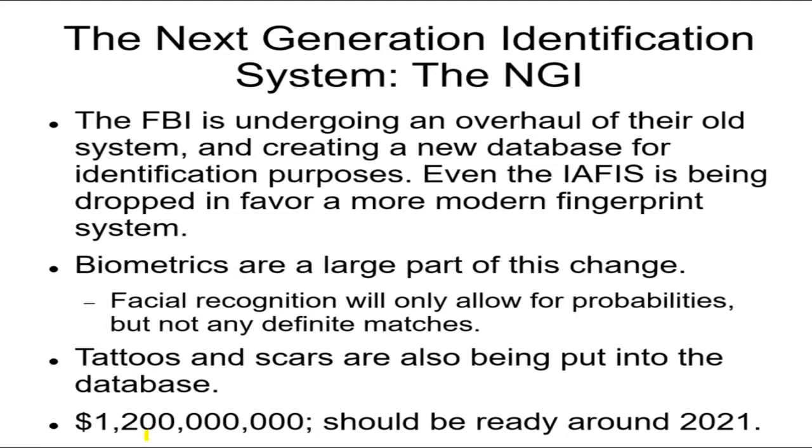What's it going to cost us? $1.2 billion. Well, we can't really choose about this. We're paying for it anyway. It'll be ready in about a year and a half, 2 years, around 2021. I have no idea when this video is going to be heard, if it will be heard at all. But at this time, it should be ready in about a year and a half. But you never know. Government projects do tend to lag sometimes. I suspect the cost is going to be a lot more than that. But anyway, those are the plans for the NGI, the Next Generation Identification system.